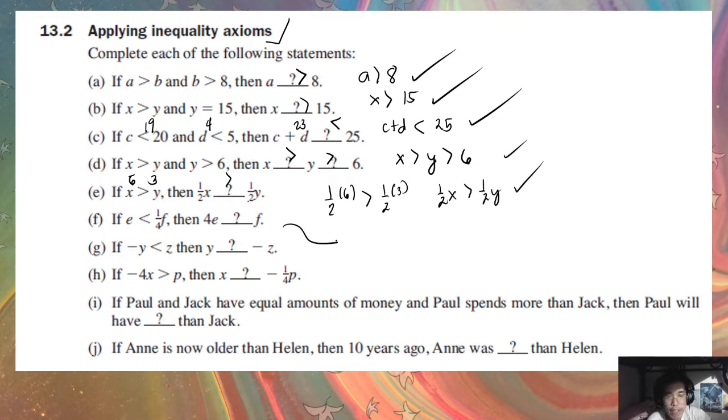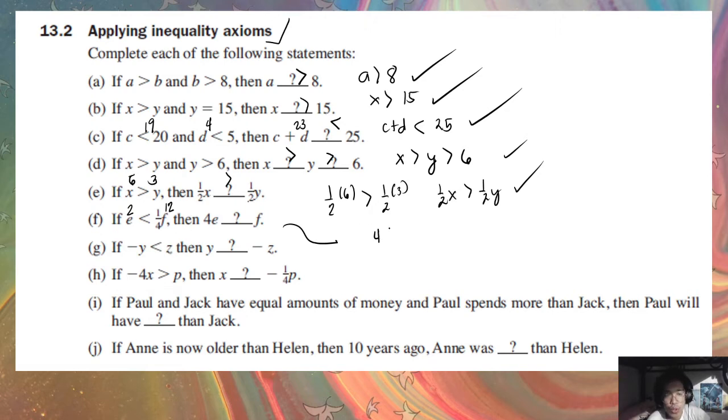Okay, for letter F, let's try to read. If E is less than 1/4 of F, then 4E is what of F? Okay, so again, let's try to substitute some values if we're a bit confused. Let's say for example that this is 2, and let's say that this is 12. Okay, because 12 divided by 4 is 3 and 3 is greater than 2.